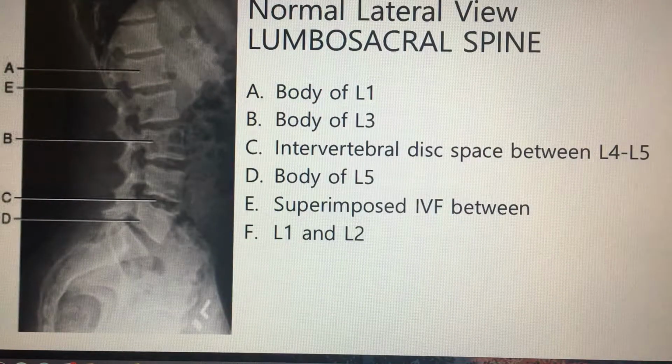In lumbar lateral view, first we should know the normal structure, then we can read according to ABCS: alignment, bone, cartilage, soft tissue. We can get lots of information.